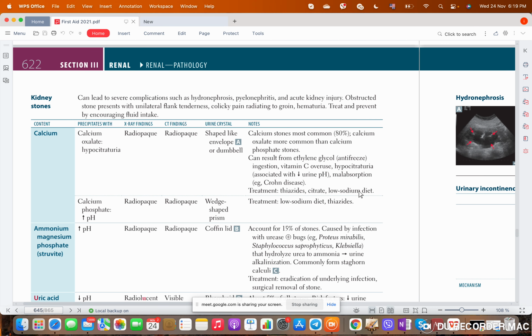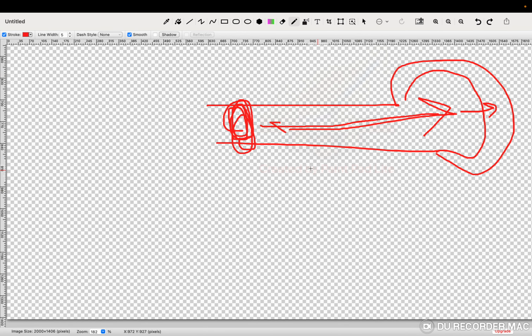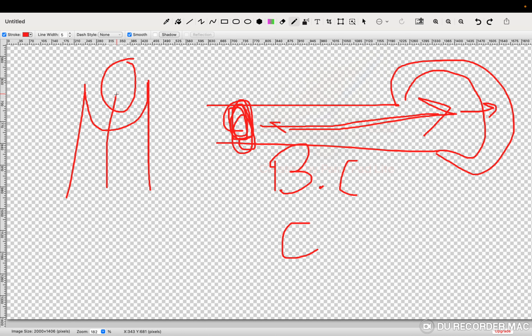Okay. Exactly, they increase the hydrostatic pressure, but the question is, do they increase the hydrostatic pressure in the Bowman's capsule, or do they increase it in the capillaries of the glomerulus? No, it's in the Bowman's capsule. Look, the Bowman's capsule is here. The capillaries are there. So now we are pushing upward, yes?